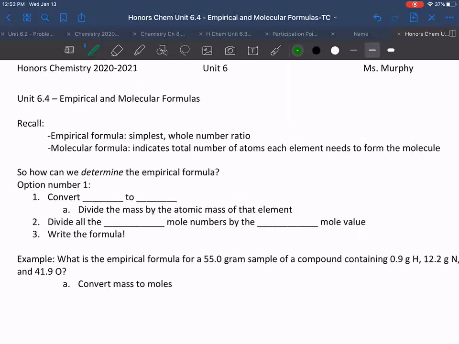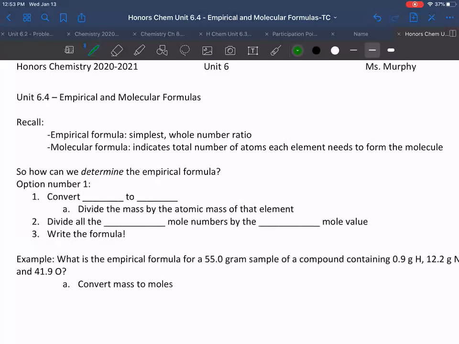One way we can do it is to start by converting from mass to moles. I put this option A in here because to get from mass to moles, you use the molar mass. So you'll take your mass, divide it by your molar mass, and it'll give you your number of moles. Then the next step is dividing all of the resulting mole numbers by the smallest mole value. And then your last step is just to write the formula.